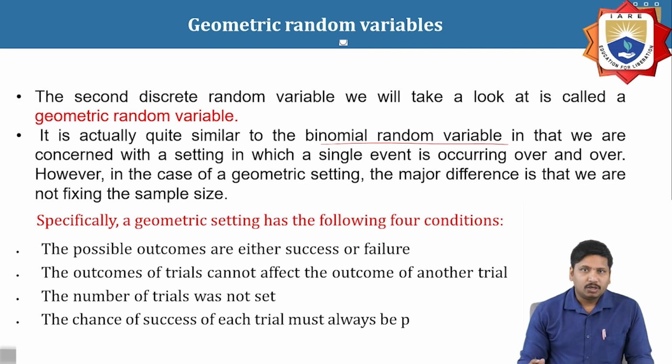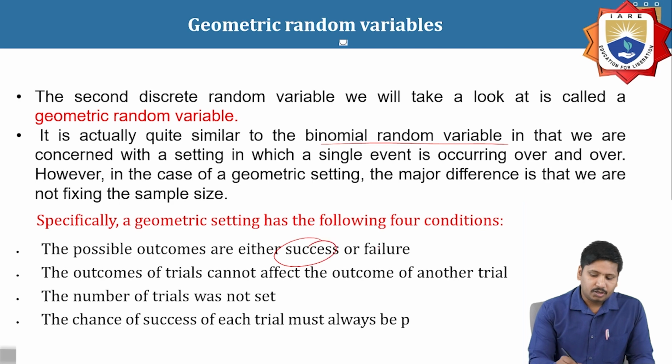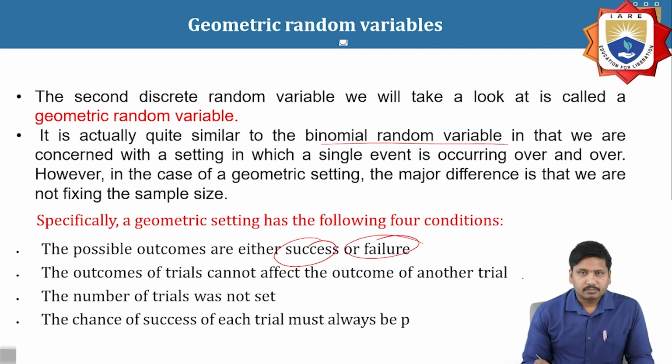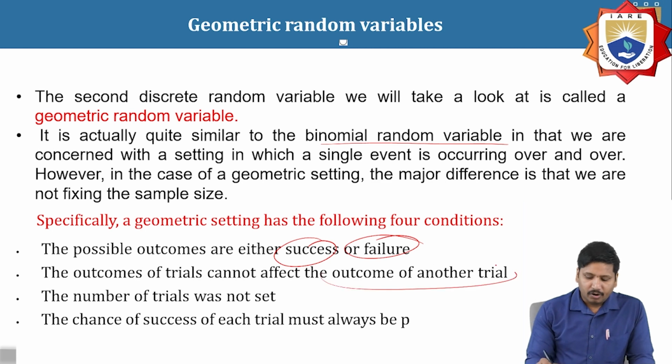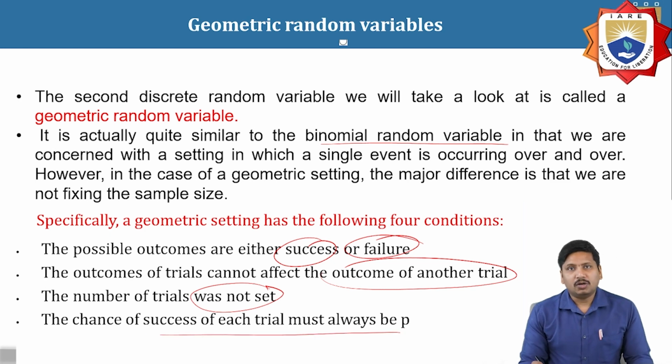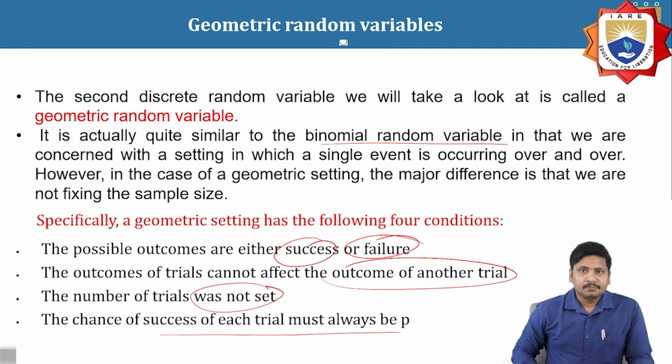So the possible outcomes should be either success or failure, and the outcome of a trial cannot affect the outcome of another trial, and the number of trials is not set, and the chance of success of each trial must always be the same. So the geometric random variable should have the following conditions.